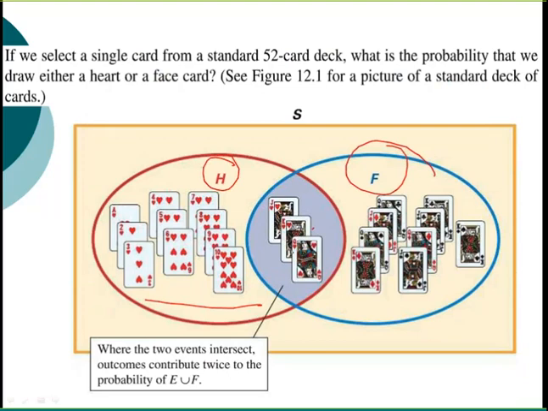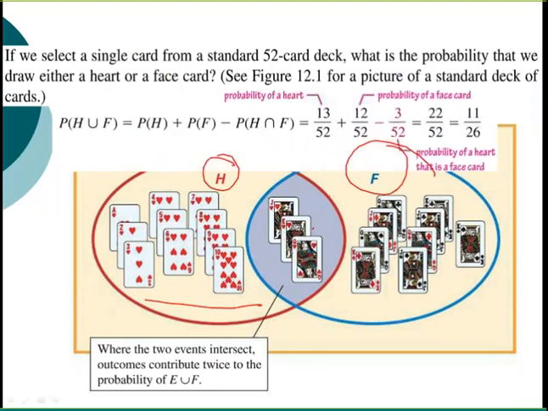And here, our job is to do the OR, which is a union of hearts and face cards. So the probability of getting hearts is 13 out of 52. The probability of getting a face card, well, there are 12 in the whole deck out of 52, because there are 3 in each set and there are 4 sets.